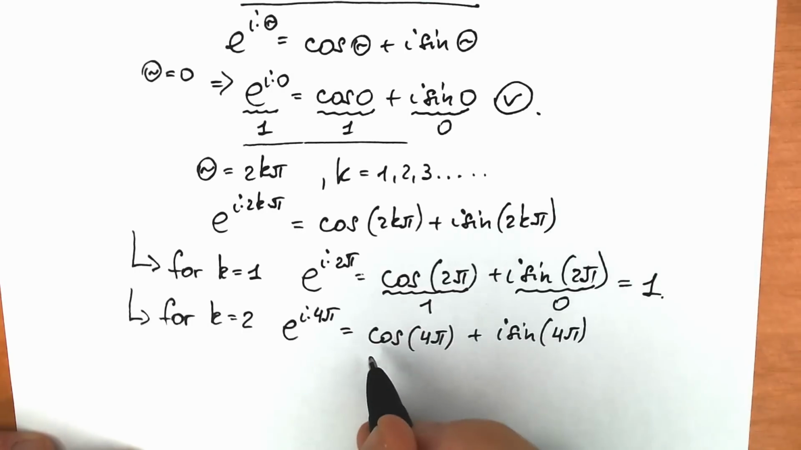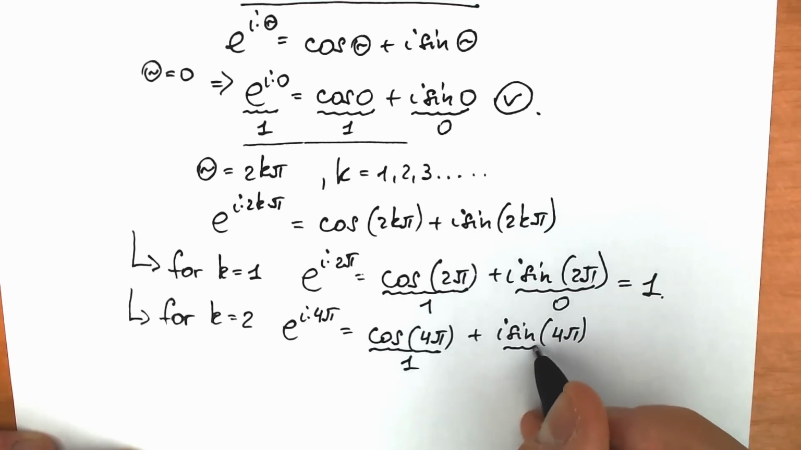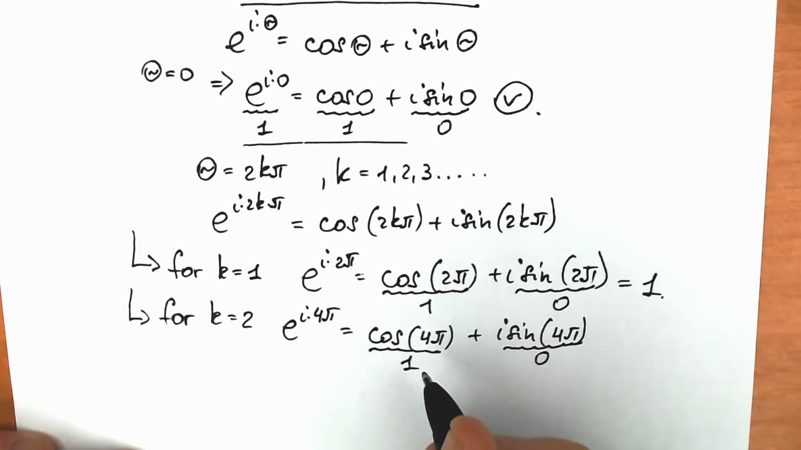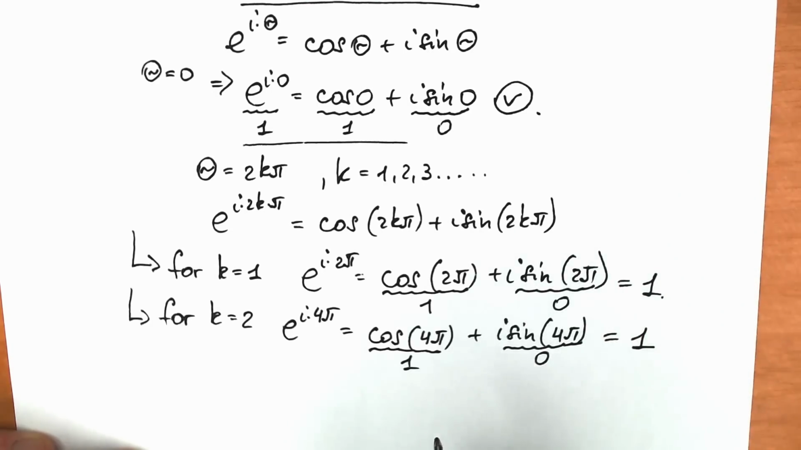And right now let's look closely. Cosine 4 pi, this is just a period of this cosine, so we are talking about 1. This is equal to 1, and sine 4 pi equal to 0. So we're talking about 1 plus 0. This is equal to 1. And right now, really great.